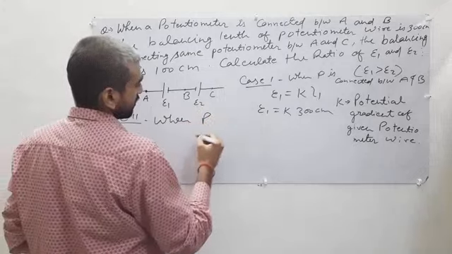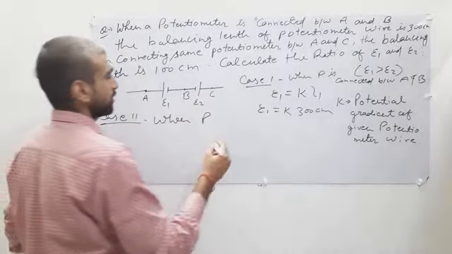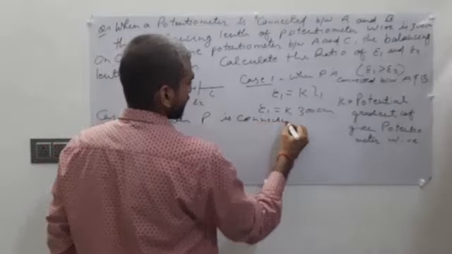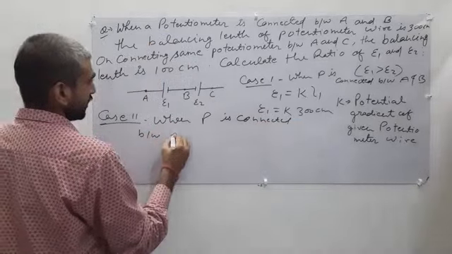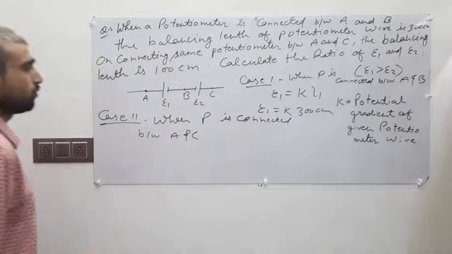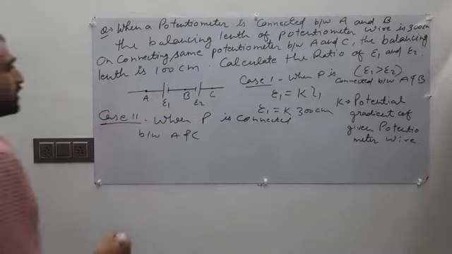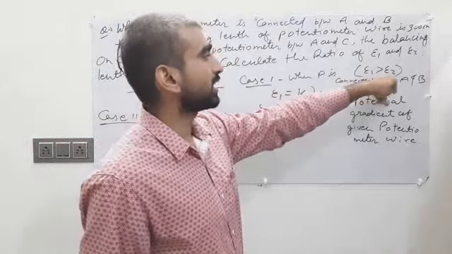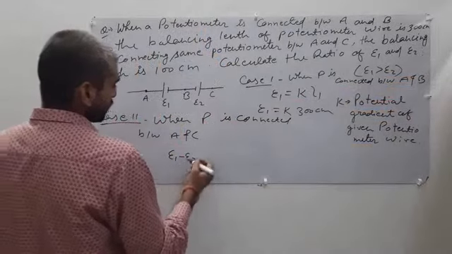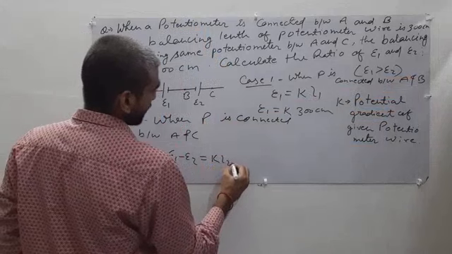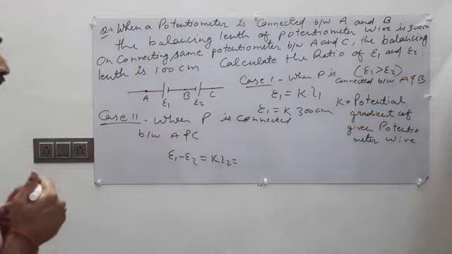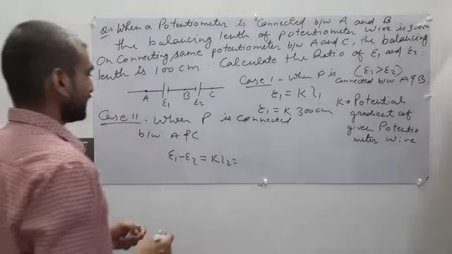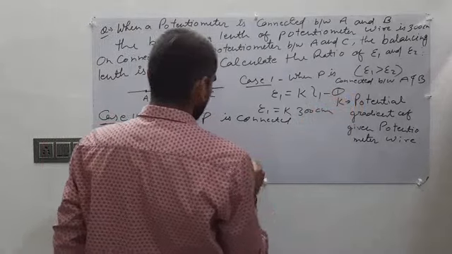Case second, when potentiometer, we write potentiometer as P only for short, is connected between A and C, what is the voltage difference? The voltage difference is E1 minus E2, because the question mentioned that E1 is greater than E2. The value of E1 minus E2 equals K L2. Now this is equation number 1 and this is equation number 2.